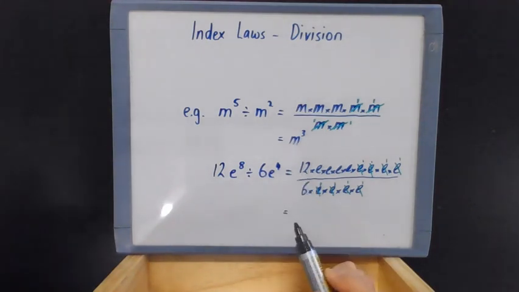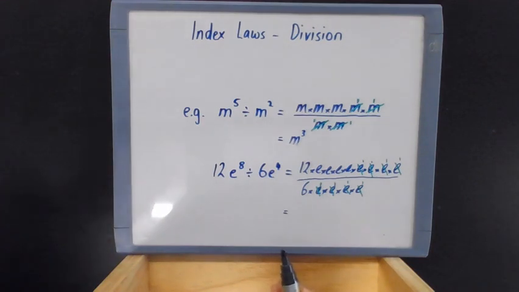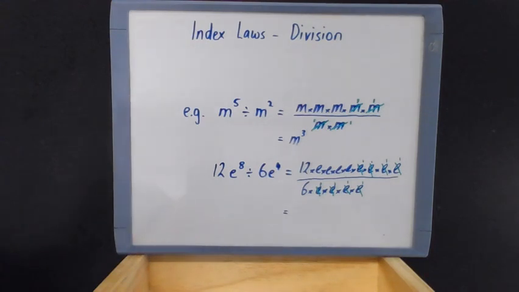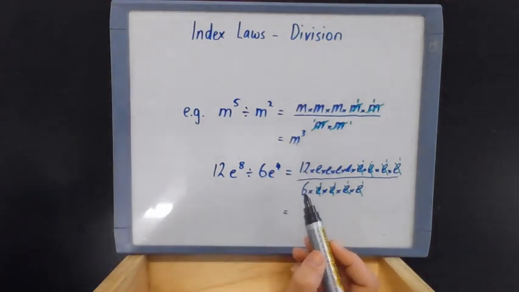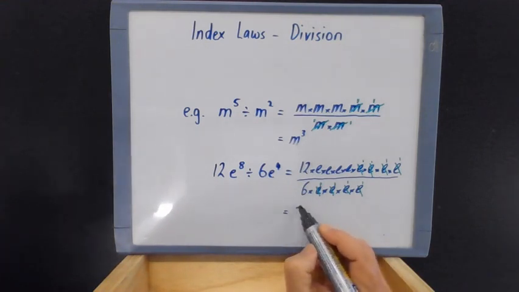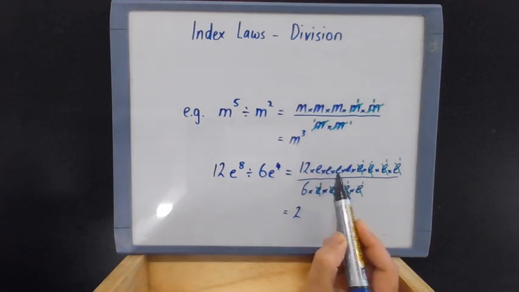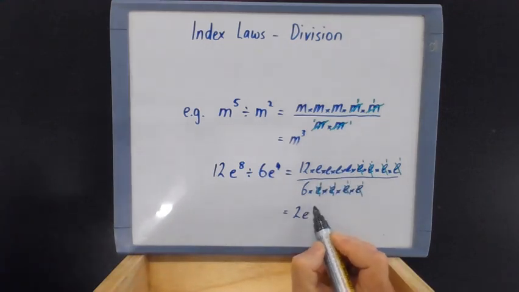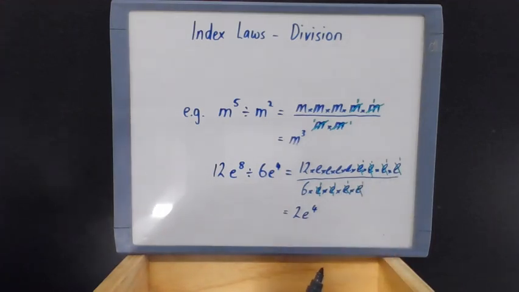Now I have a 12 and 6. 12 on top, 6 on the bottom. I can use my fraction key on the calculator to do 12 over 6, or I can use my knowledge of what 12 divided by 6 is equal to. It's equal to 2, so I get a 2, and there's an e to the power of 4 on top. All the other e's have cancelled out.